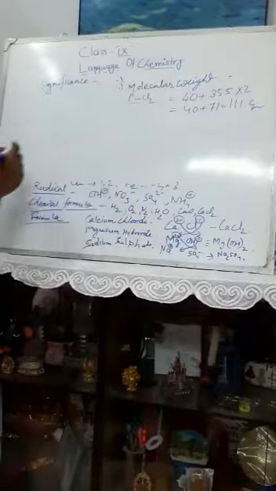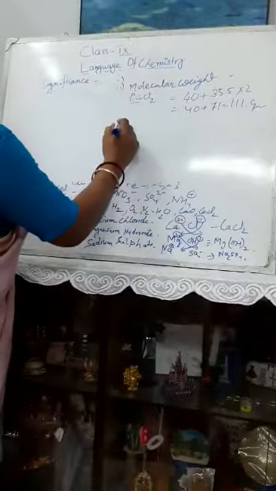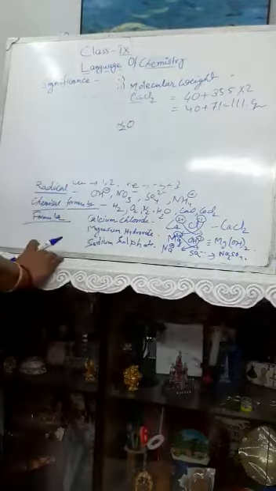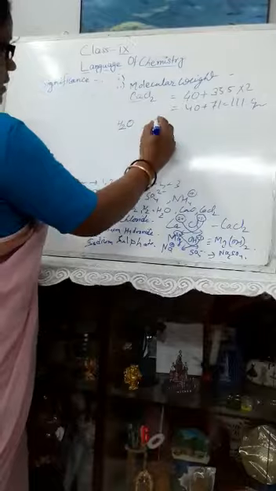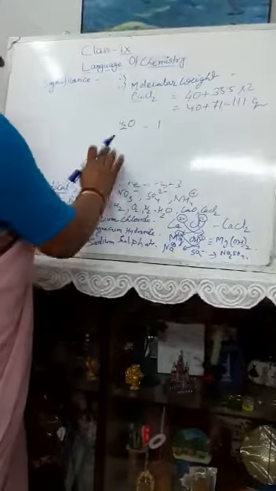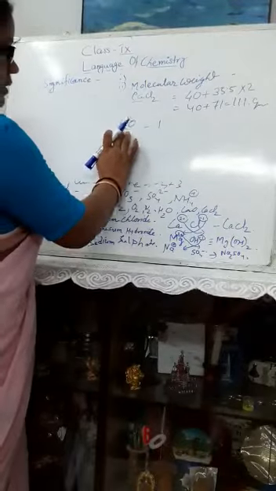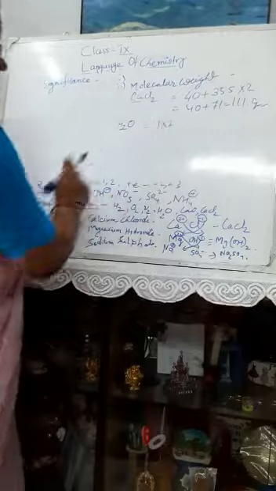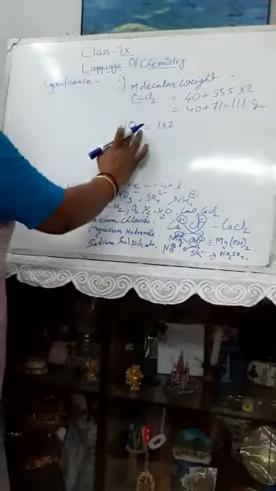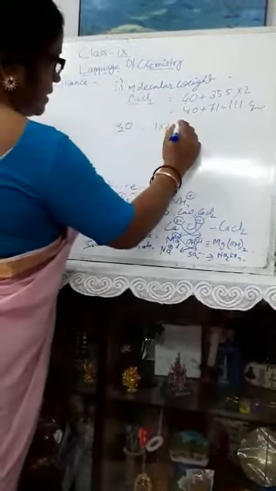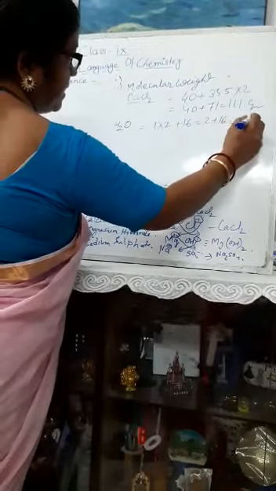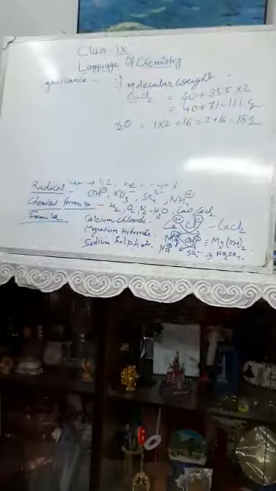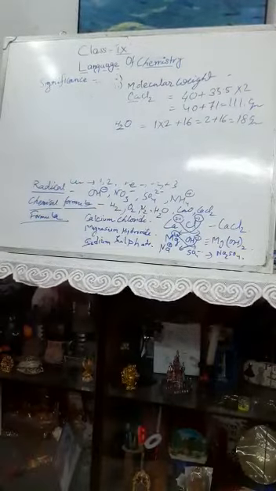If we want to calculate the molecular weight of water, suppose H2O. Now the atomic weight of hydrogen is 1, and how many atoms of hydrogen are here? 2. So I will multiply it by 2. And what is the atomic weight of oxygen? This is 16. So 2 plus 16, that means 18. This is 18 gram. In this way you can write the molecular weight of the substance.